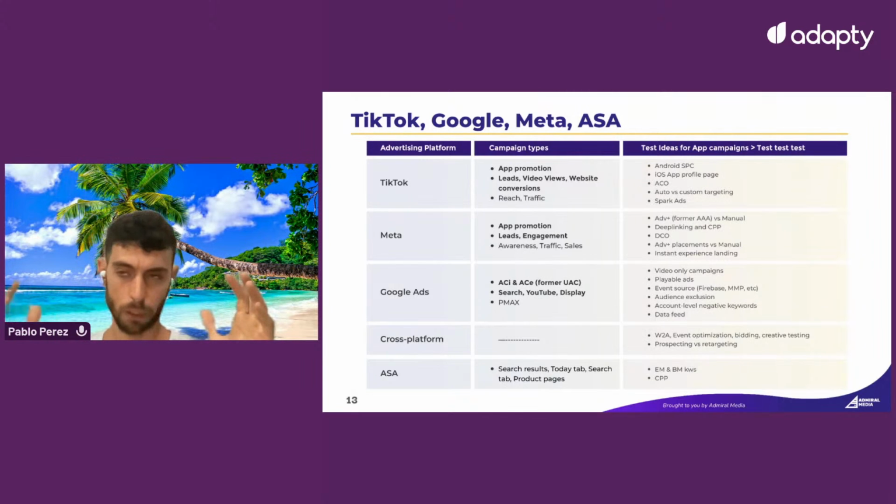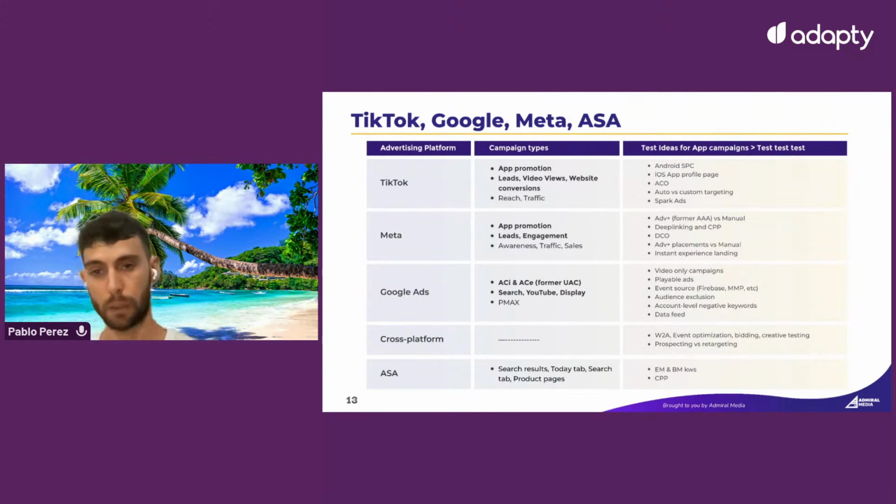And here the auto targeting or automated targeting is pretty similar to Android SCP. And in this case, the auto targeting is available for both iOS and Android. But there are some slight differences. For example, in the auto targeting, we can't exclude audiences, while in the smart performance campaigns, we are able to do that, right?